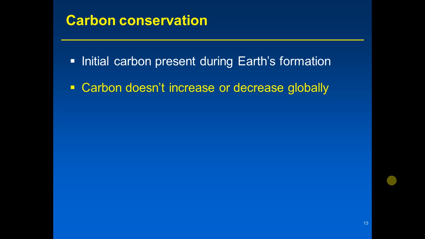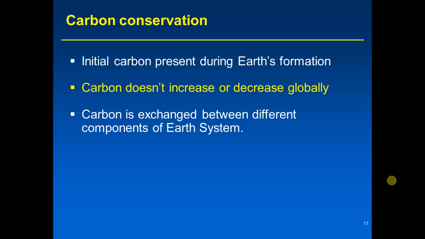See, carbon doesn't increase or decrease globally, but carbon is exchanged between different components of the Earth system, or between the Earth systems, if you prefer. So you might be asking, well, how can this be? You've been saying that carbon dioxide concentrations have gone up to 400 parts per million, and they were never above 300 parts per million, going back 800,000 years before the early 1900s.